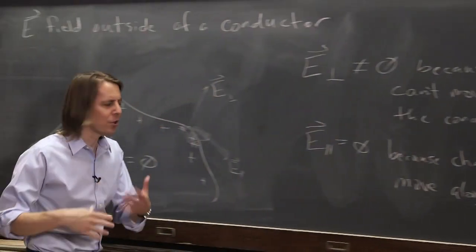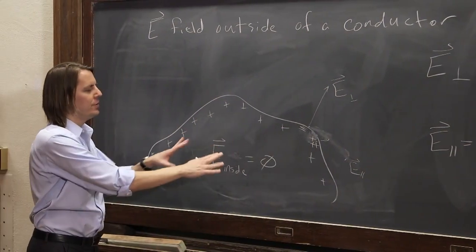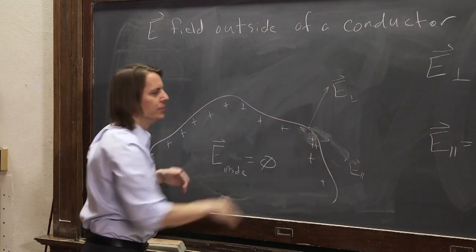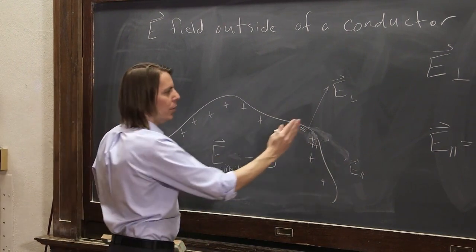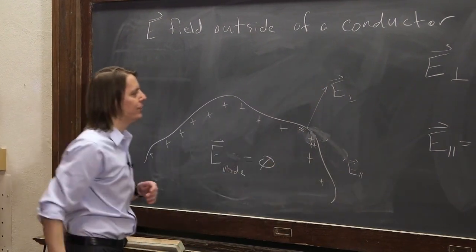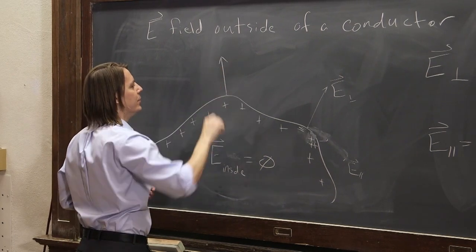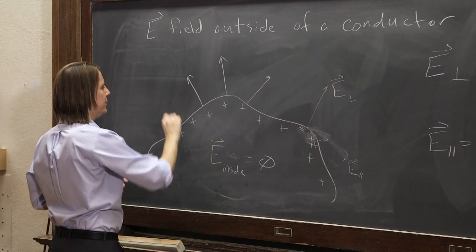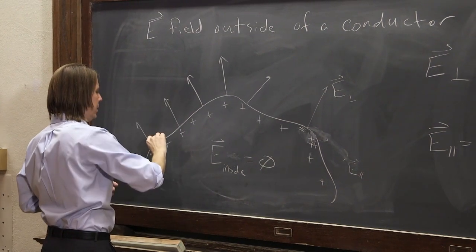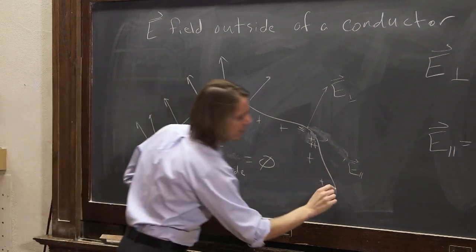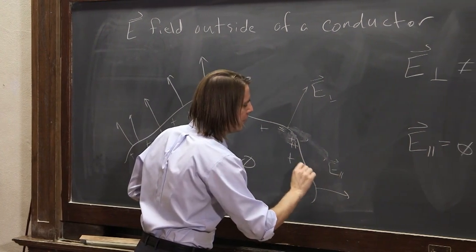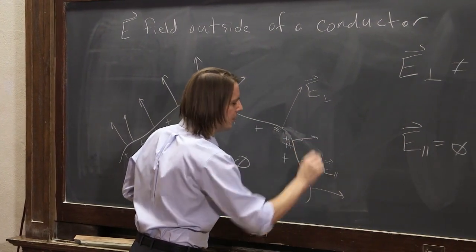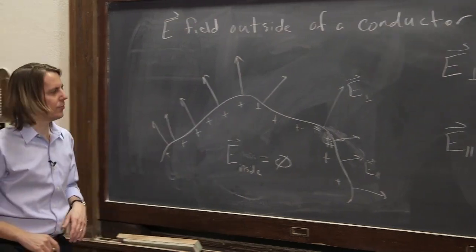So it's the same argument, the same idea for why the field is 0 inside. Also occurs for the field just outside. What you'll end up with is only the perpendicular field can exist. So if you look at the field of this charged conductor, in this case, the field lines will all be perpendicular. Here it's kind of going off that way. Here it'd go off that way. So it's easy to draw the field around a charged conductor. You just draw the lines perpendicular to the surface everywhere.